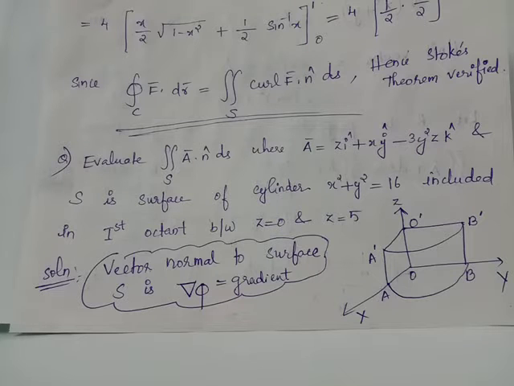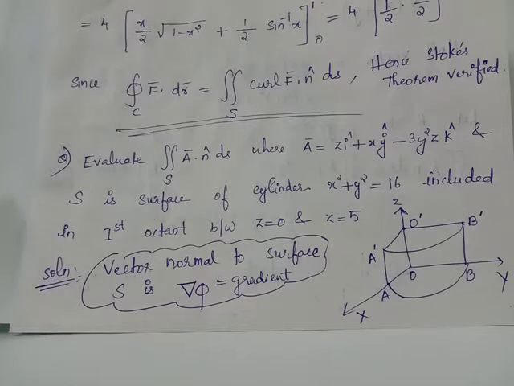Evaluate the double integral over S of A bar dot n cap dS, where A bar is the vector field zi plus xj minus 3y square z k, and S is the surface of the cylinder x square plus y square equals 16, included in the first octant between z equals 0 and z equals 5.